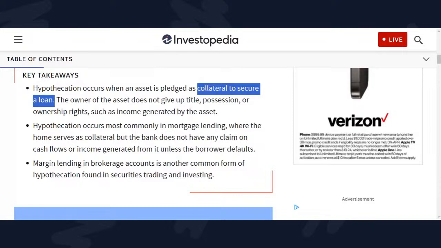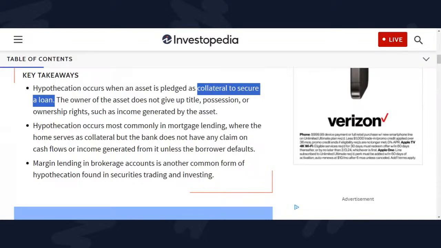The owner of the asset does not give up title, possession, or ownership rights, such as income generated by the asset. So you can give up the title and possession in certain situations if it's abandoned. Somebody will hold on to it until that rightful owner comes forth. This is the military holding in custody of property in abeyance. The term is abeyance, ABEYANCE, and they're holding it until a rightful owner comes forth and makes a valid claim. That's it.